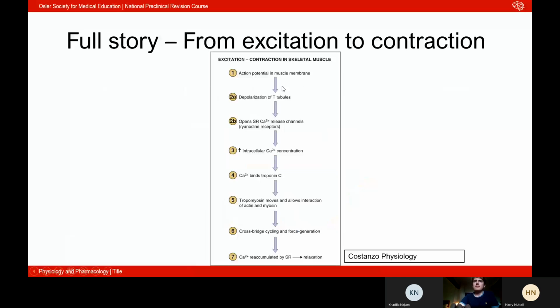So if we think about it as a story, how this message, this action potential that's been transduced from the neuromuscular junction, is converted into tension generation, contraction, and movement ultimately. And a key step that I haven't quite gone through in the first bit is that calcium is reaccumulated in the SR by the SERCA protein, and that's a key step to end the contraction of the muscle and lead to relaxation.